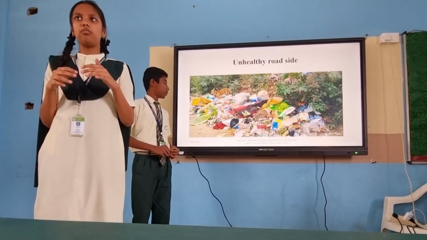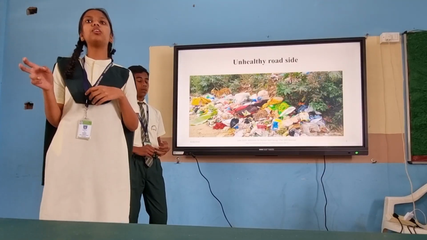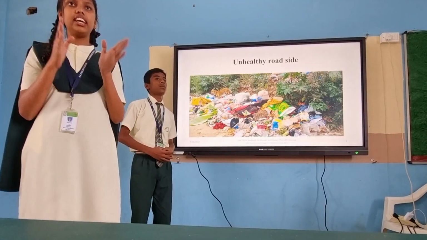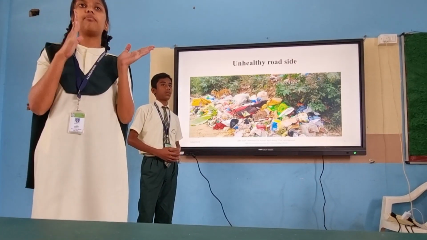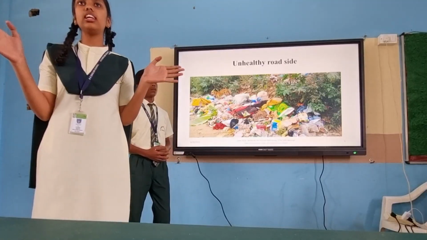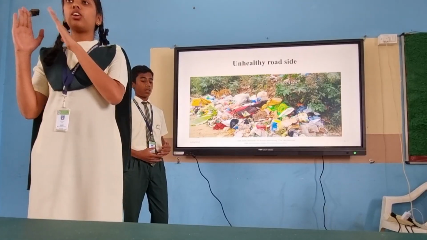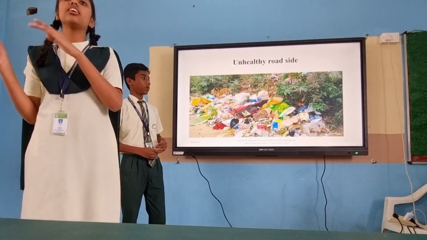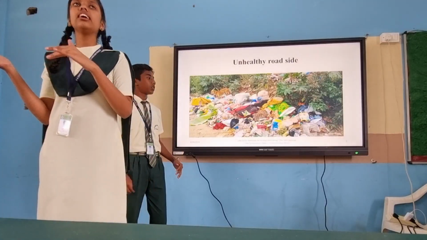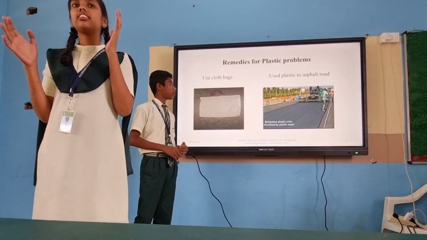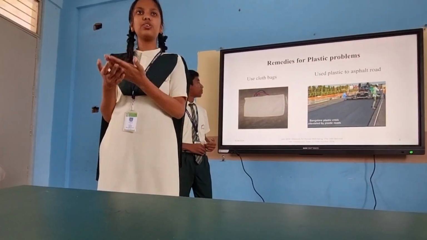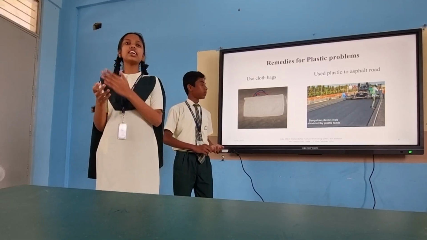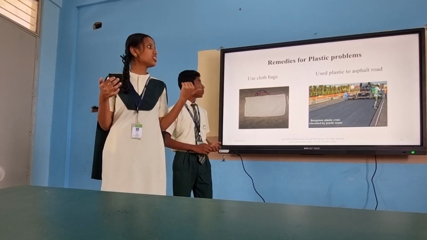Now, let us understand the problems and their remedies one by one. The major problem of clogging of drains, polluted lakes, rivers, unhealthy roadsides and landfills indicates unscientific disposal of non-recyclable plastic materials. This problem can be totally resolved by using cloth bags while going for purchasing, and this discarded plastic can be used for asphalting the roads. This can be done scientifically by collecting and shredding the used plastic materials, and can also get rid of pothole problems, and these roads would also last longer.